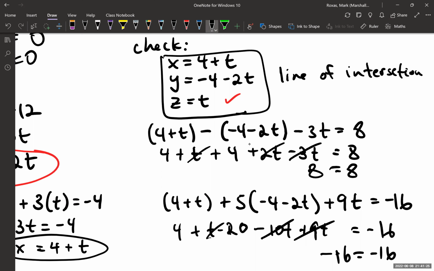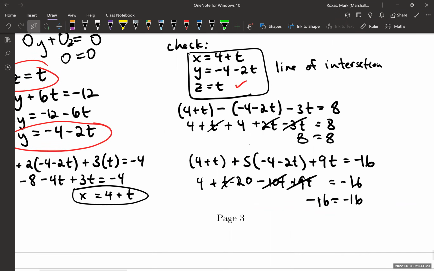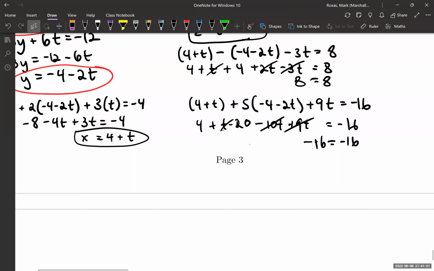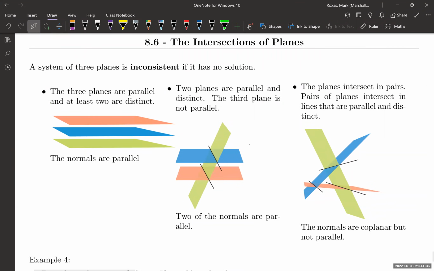All right, so now what happened? Those are the cases where planes intersect at a point or a line. What about if planes don't intersect? We call them inconsistent if they do not have a solution. So what if your three planes are all parallel, and two of them are distinct? Then there's no solution, right?